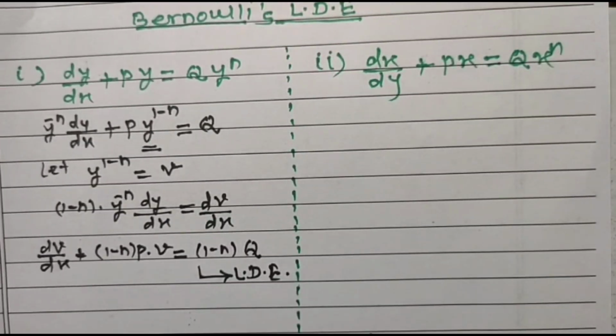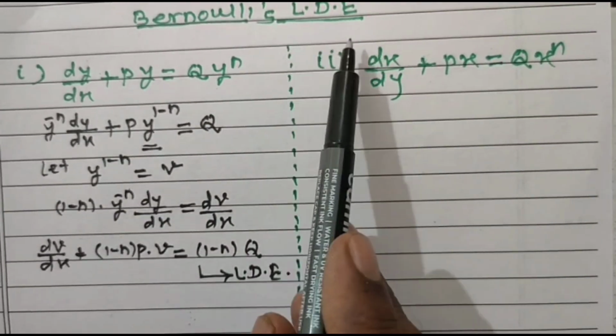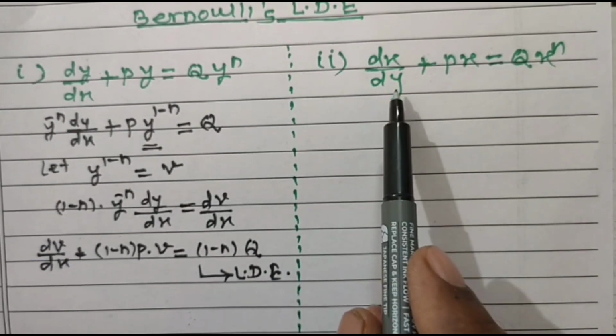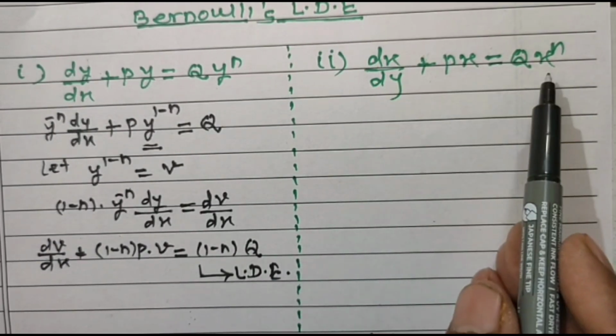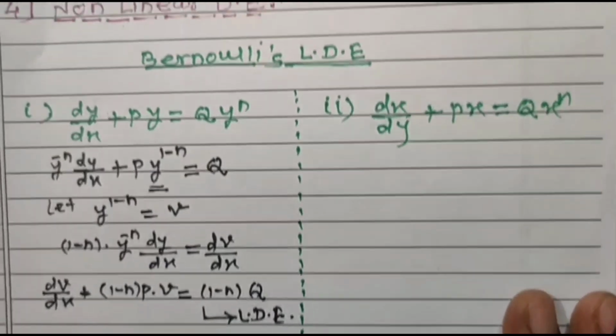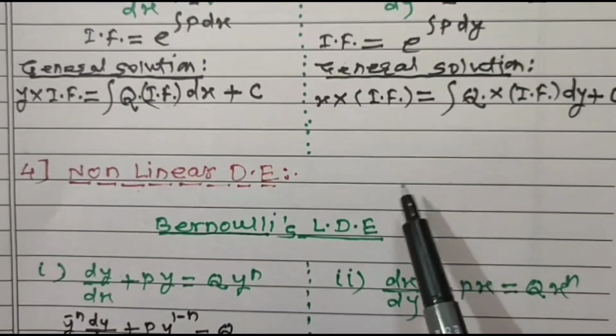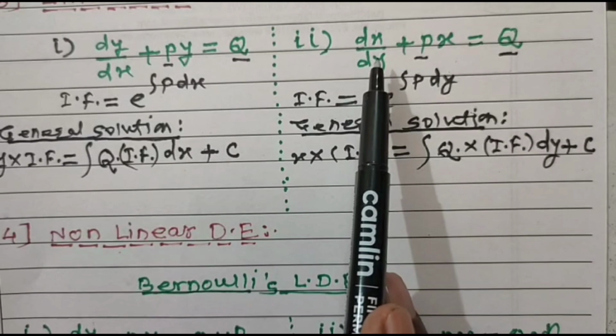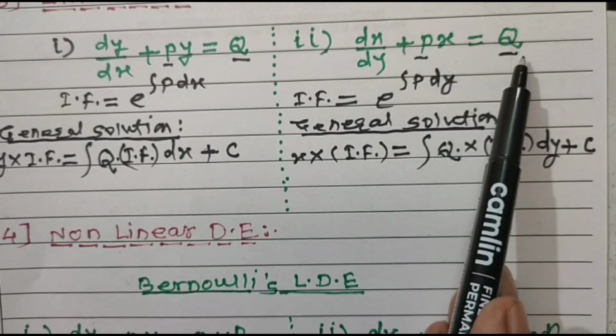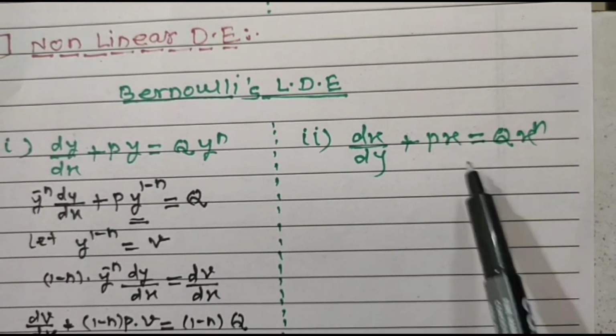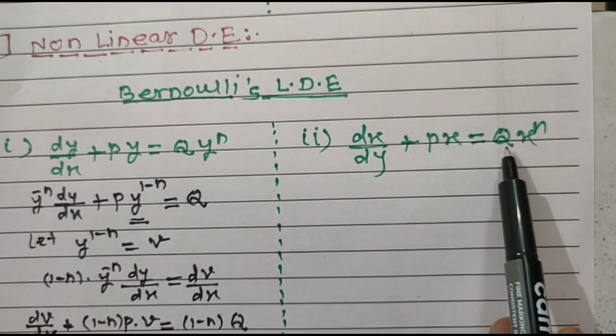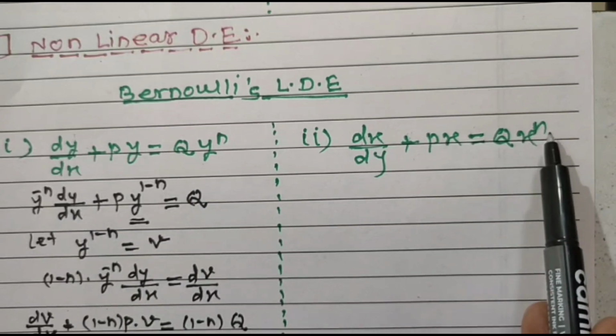Now type number 2, Bernoulli's linear differential equation. dx by dy plus px is equal to q into x to the power n. This form is similar to this form, dx by dy plus px is equal to q. But in this case, what is the difference? On the right hand side, not only q, there is q into x to the power n.